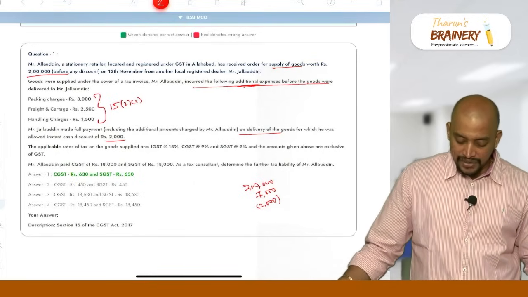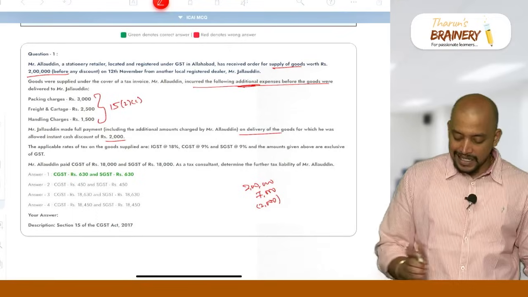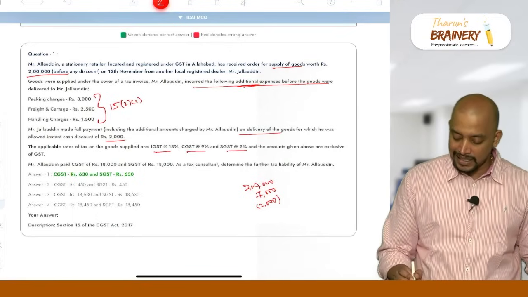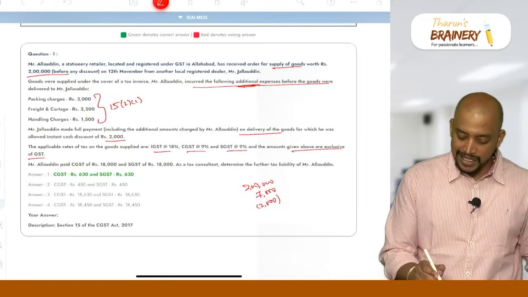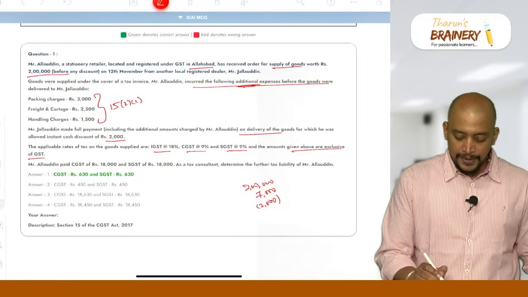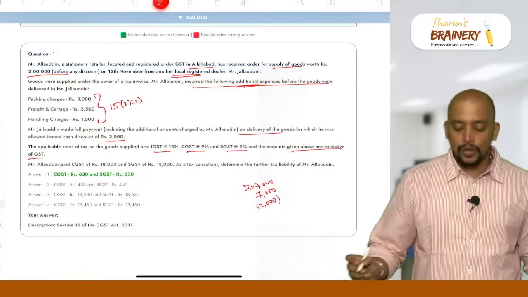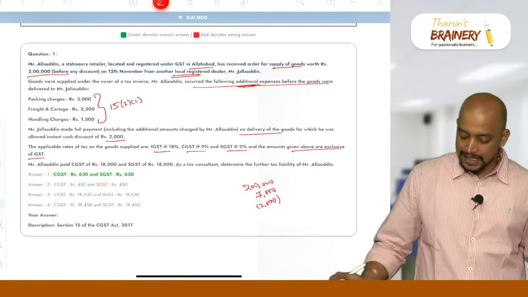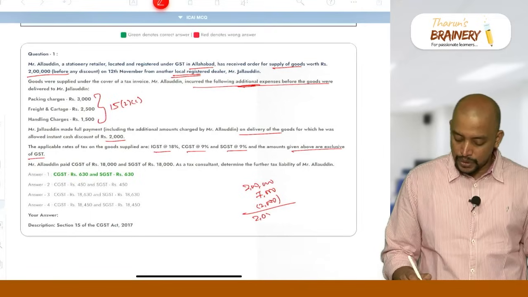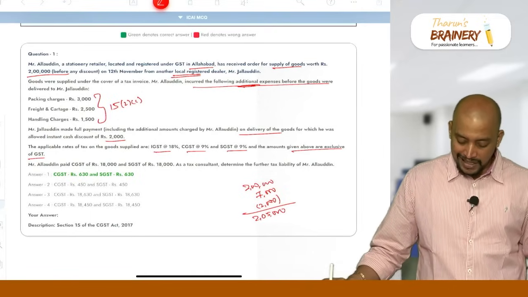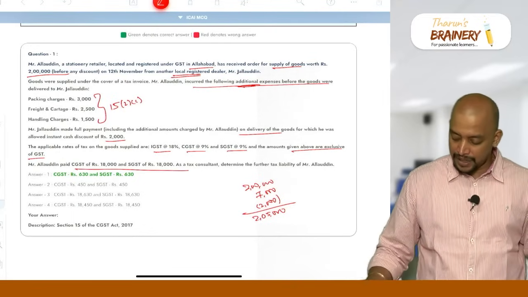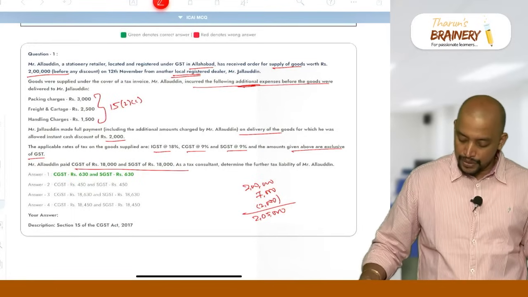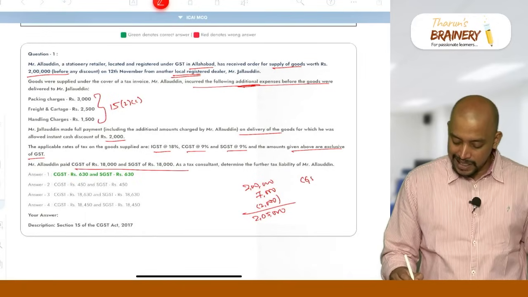The applicable rate of GST on goods supplied is IGST 18%, CGST, SGST, and the amounts given above are exclusive of GST. So, where is this Alauddin stationery dealer located? Allahabad. And local registered dealer. Local registered dealer means what? CGST, SGST. So, what will be taken as the value? 2,05,000 will be taken as the value, okay. And Alauddin paid already 18,000 and 18,000. Now, 2,05,000 into 9%. So, CGST, SGST, okay.